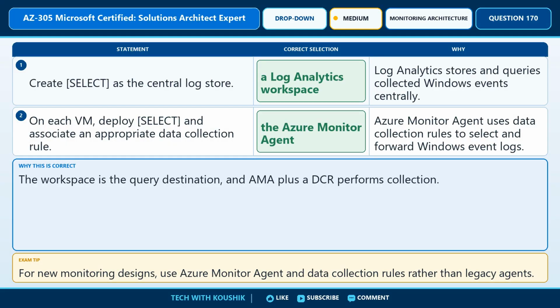The answer to the first statement is a log analytics workspace. Log analytics stores and queries collected Windows events centrally. The answer to the second statement is the Azure Monitor Agent. Azure Monitor Agent uses data collection rules to select and forward Windows event logs. A useful examination rule is this. For new monitoring designs, use Azure Monitor Agent and data collection rules rather than legacy agents.